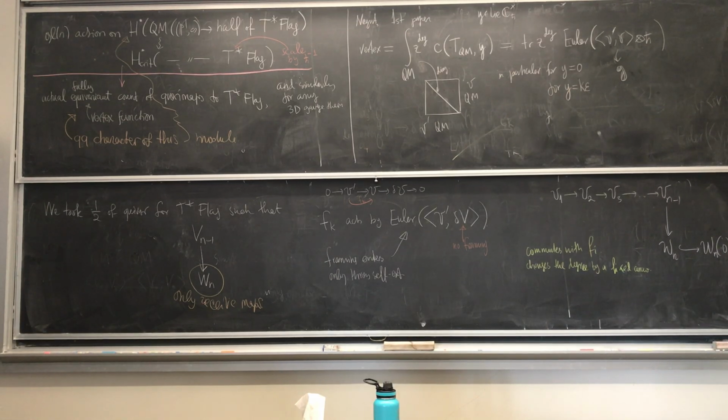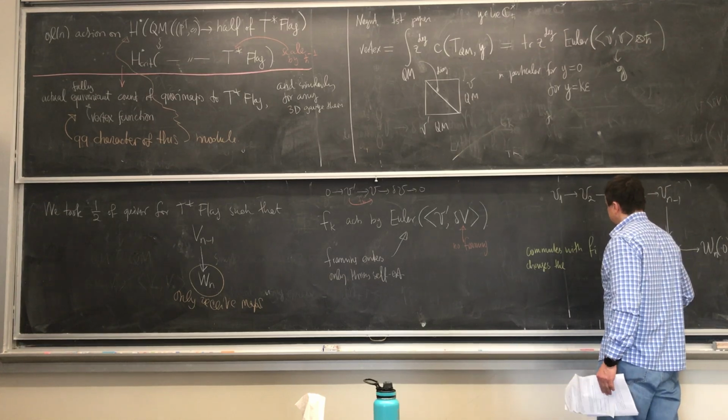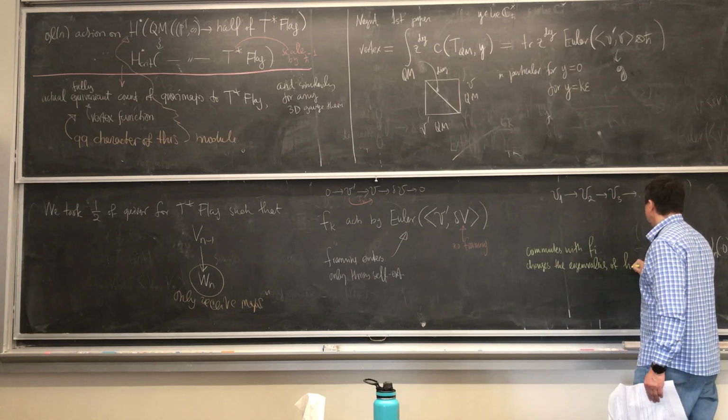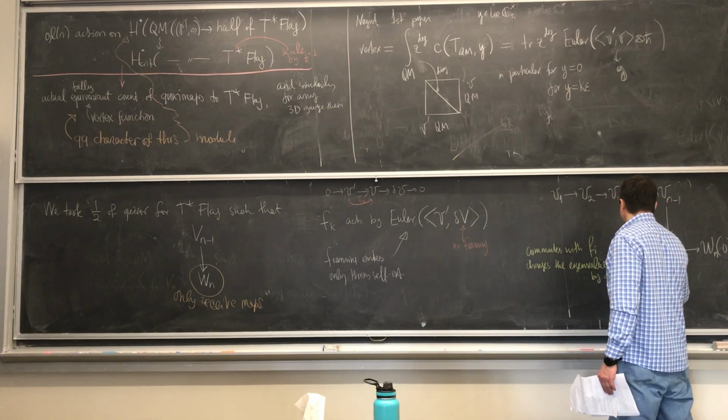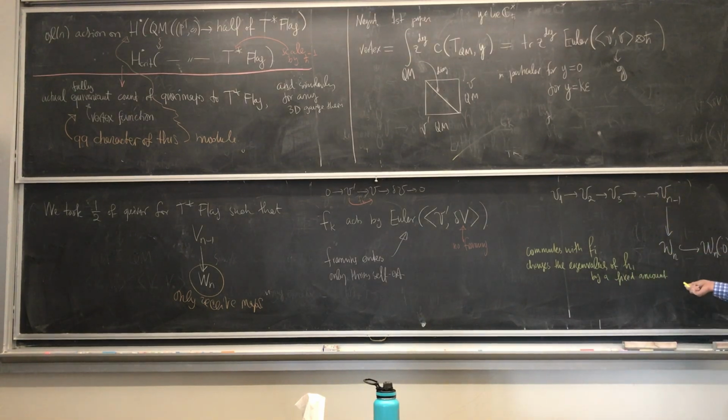And so this means what? You have an operator that changes, not the degree, maybe changes the eigenvalues of hi by a fixed amount. That means what? This means that this particular operator is the lowest weight vector in some space of operators.